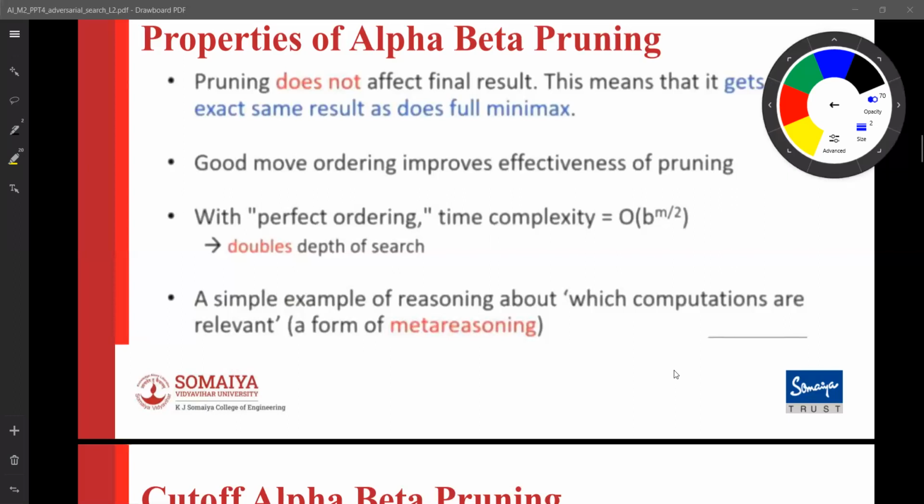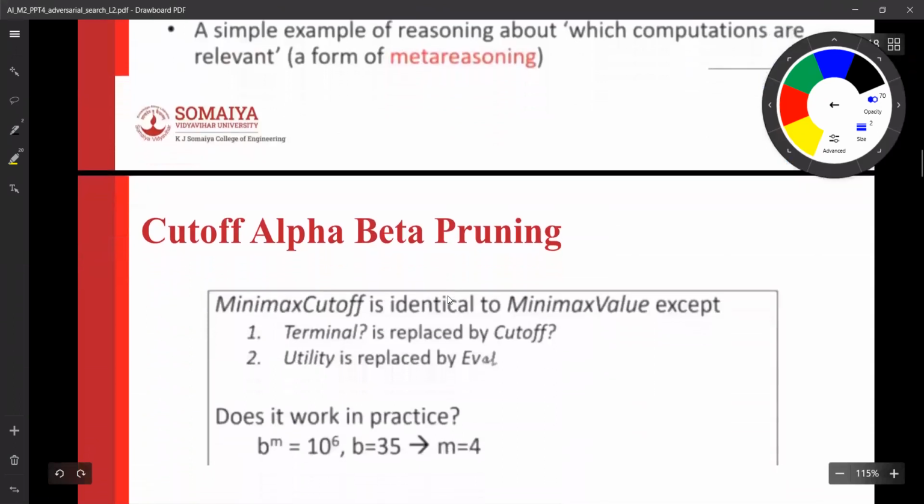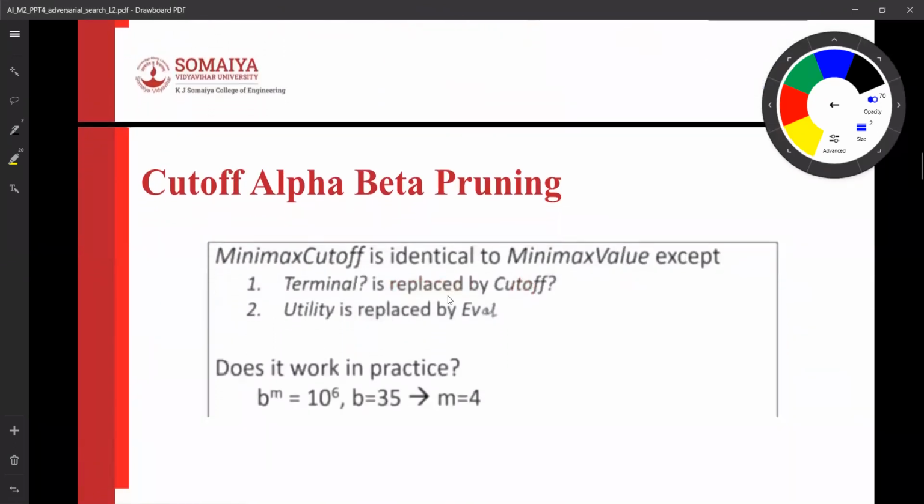Now we are going to study one more new algorithm, that is cutoff alpha beta pruning, or we can say minimax cutoff algorithm. So what exactly are we going to do? We cannot search the entire tree down to the leaves. We have to stop in the middle of the depth. So rather than searching to depth 8, or b to the power of 4, I will search only till the fourth depth.